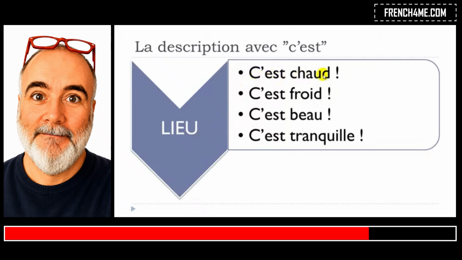C'est chaud. Okay, it is hot. Warm could be an option as well. C'est chaud, it's warm. C'est froid, it is cold. C'est beau. Beau is beautiful. And then c'est tranquille, quiet. So what you can see here is that we've got adjectives like chaud, froid, beau, and then tranquille. They are all at the masculine form, even if the place would be feminine and you want to describe it. Remember that it should be all the time at the masculine form.